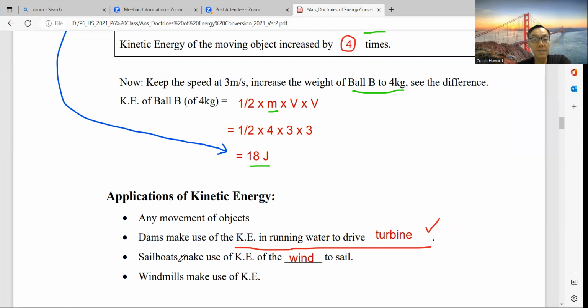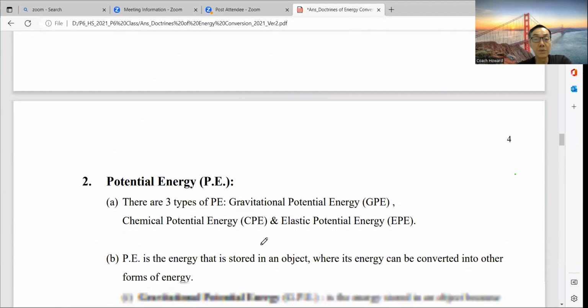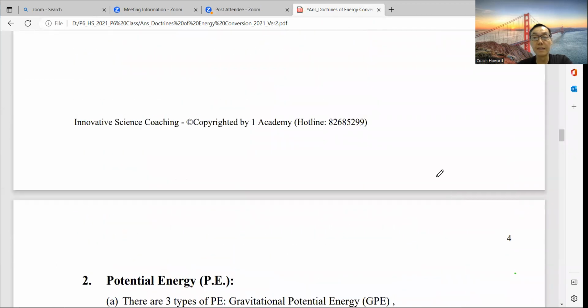Next, sailboats make use of the kinetic energy of wind to sail. And finally, windmills make use of kinetic energy. So this is the part on KE, and later I'll move on to potential energy.